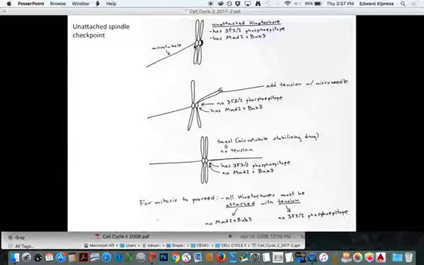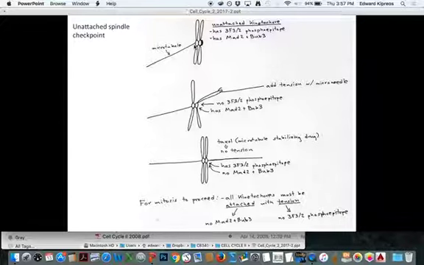But if you have a non-disjunction situation, non-disjunction means that these didn't disjoin from each other. And now, let's say this is chromosome 3 from the father. Well, this cell got both of the copies, and this cell didn't get any. Okay, so that's what you're trying to avoid. That's why you have to have them all lined up with tension before you do it.